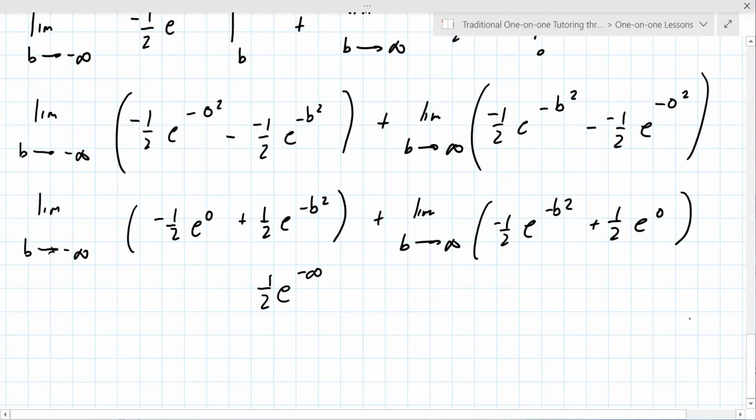So e to the minus infinity goes to 0. A good instructor will say, I don't want you to write that. That's bad math. I don't care if you write it or not, but this second term goes to 0. If b is negative infinity and you're squaring it, it's positive infinity, but there's a negative in front. So that's where the negative comes from.